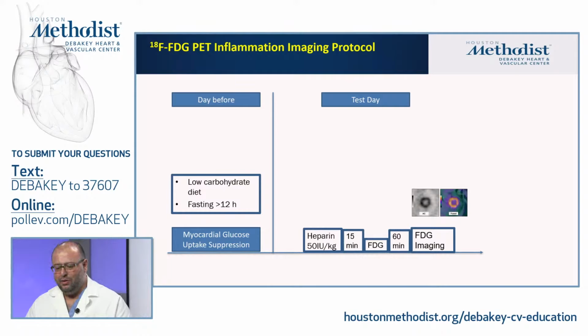So the way we do it is that we try to do a low or no carbohydrate diet. We want them fasting more than 12 hours. If they are not on anticoagulation and there is no contraindication to heparin, we try to give them heparin, and then we inject fluorodeoxyglucose and image them after 1 hour.